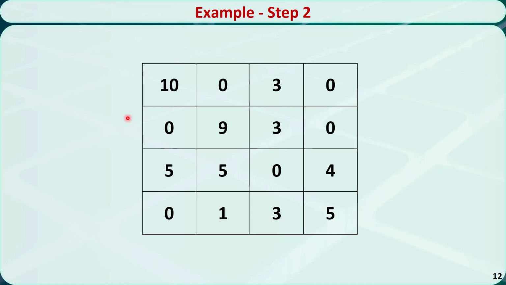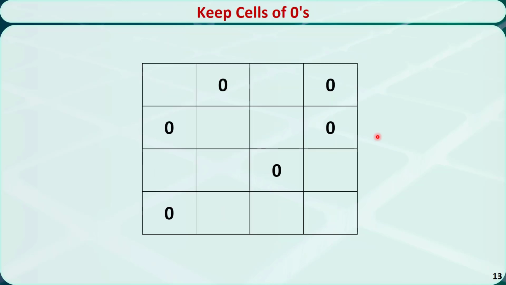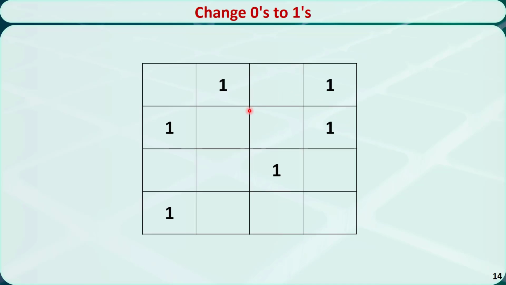Then we return to step 2 and find the minimum number of lines to cover all the zeros. In this case, we need at least 4 lines, which is equal to n. Therefore, the optimal solution is available among the covered zeros. Let's rewrite this matrix and only keep the cells of zeros. Then we change all the zeros to ones and check the row and column constraints.